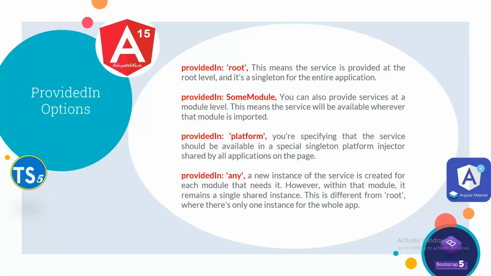You can also provide services at a module level. This means the service will be available wherever that module is imported. Third is platform. You are specifying that the service should be available in a special singleton platform injector shared by all applications on the page. Last is any. A new instance of the service is created for each module that needs it. However, within that module, it remains a single shared instance. This is different from root, where there's only one instance for the whole app.